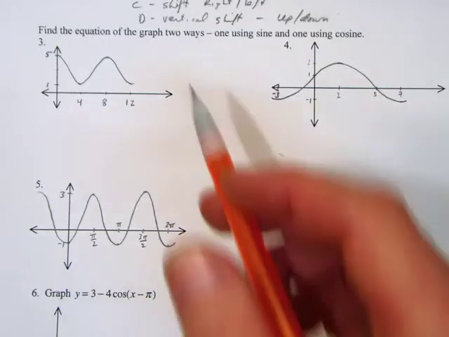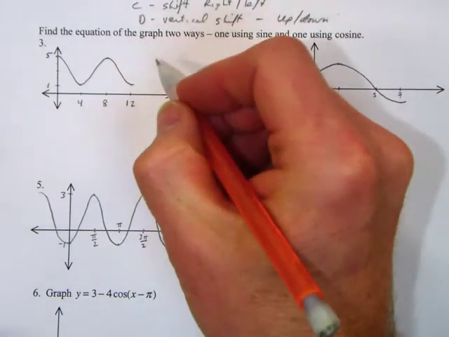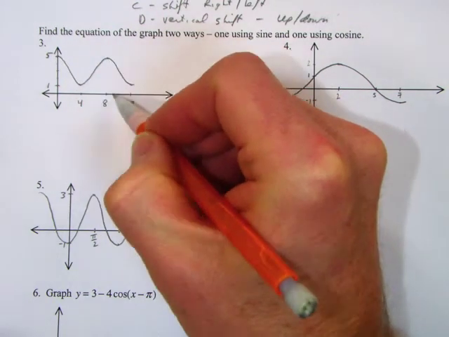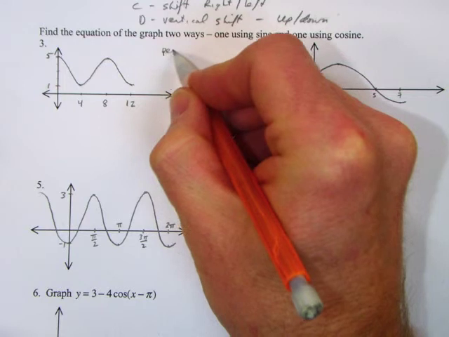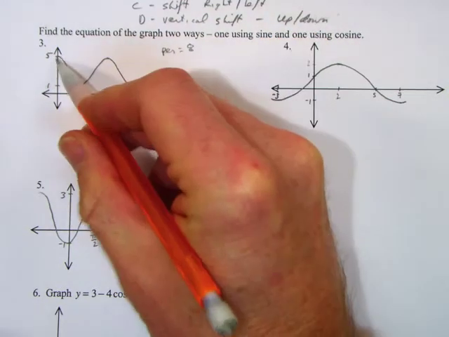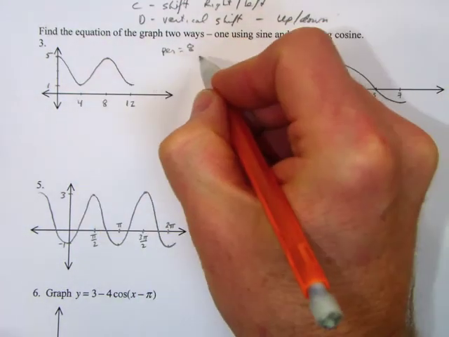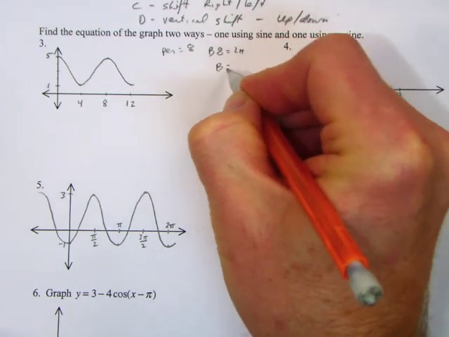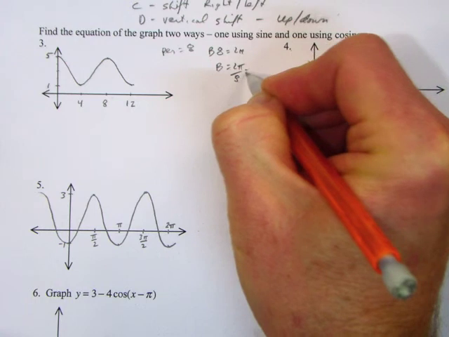Now we're applying all these ideas to these problems. So what is our period? Our period is going to be our distance that it takes to repeat along the x-axis. Our period here is 8, and we can see that either between 0 and 8 or 4 and 12. So that means B times the period equals 2 pi. B is 2 pi over 8, or pi over 4.